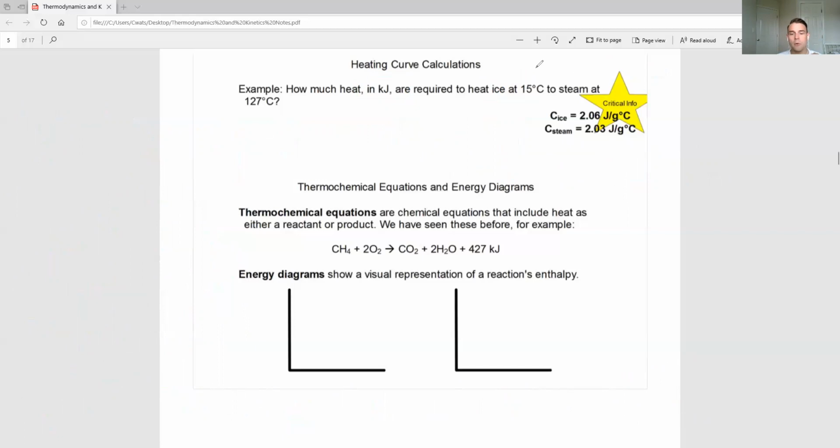Next thing we're going to look at is thermochemical equations and energy diagrams. A thermochemical equation, we've seen these before. It's just a balanced chemical equation that has heat as either a reactant or a product. So in this case, this is going to be an exothermic reaction because energy is a product. And so we're going to draw energy diagrams that show both endothermic and exothermic reactions. So I'll have an endothermic one here.